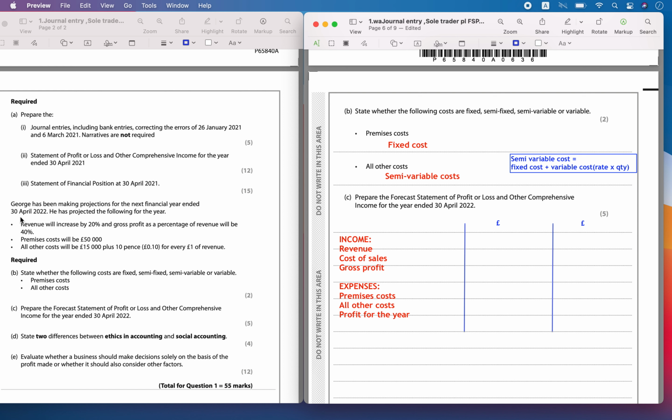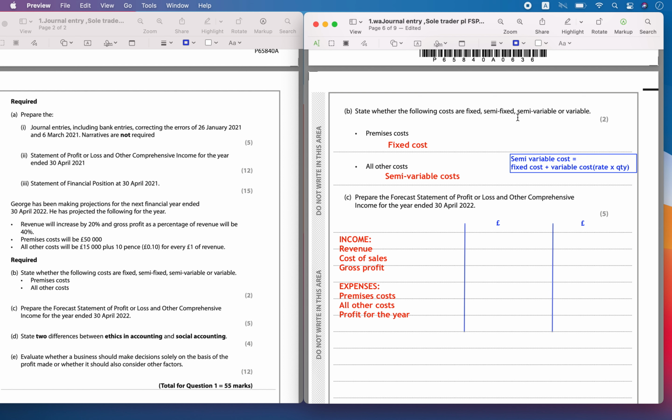George has been making projections for the next financial year ended 30th April 2022. He has projected the following for the year. Revenue is going to increase by 20% and gross profit as a percentage of revenue will be at 40%. Premises cost will be 50,000 and all other costs are calculated as 15,000 plus 10 pence for every 1 pound of revenue. From this we have to answer the question.